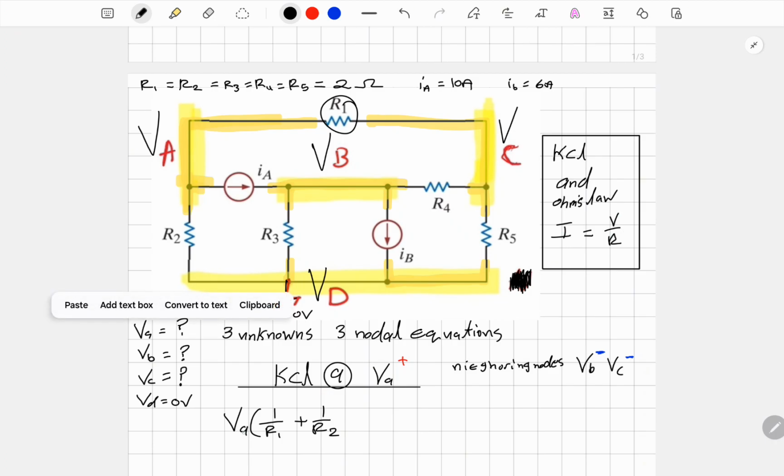So we can't do V times R because that is not Ohm's law. We need Ohm's law, so V over R. That's why I'm doing 1 over R, which is technically called conductance. And now I'm going to be subtracting that from any neighboring nodes. So minus VB, and I'm going to look at any resistors that are connected to VB and VA, and there is no resistor.